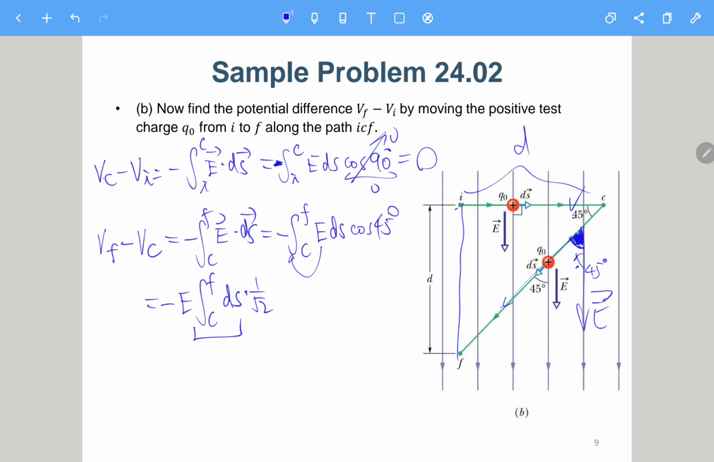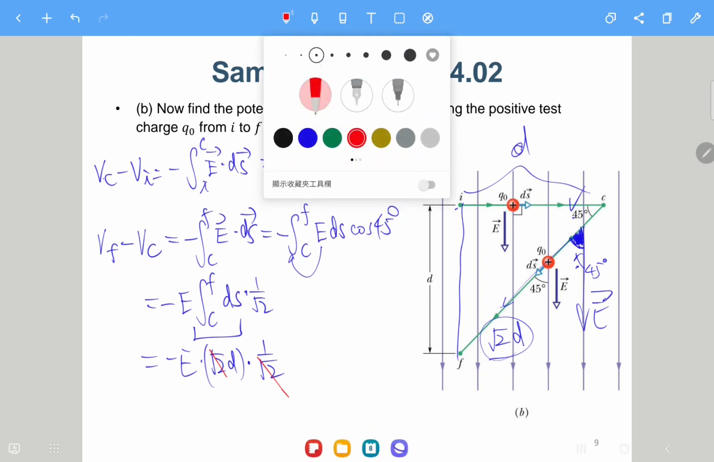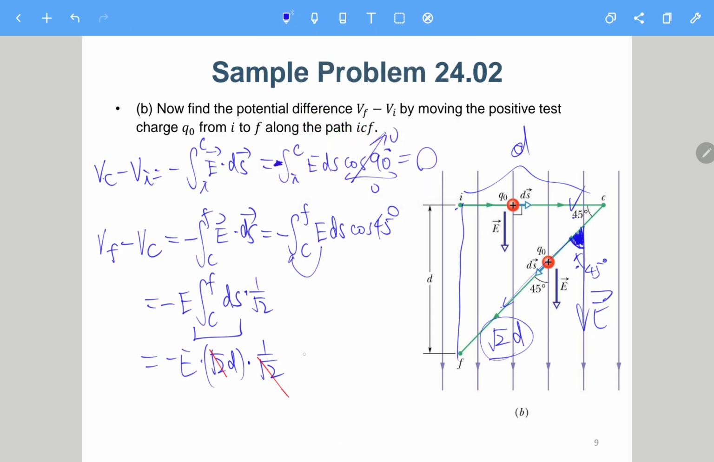This integration gives the length from C to F. This is d, this is d, so according to the Pythagorean theorem, this is square root of 2 d. So this is negative E times square root of 2 d times 1 over square root of 2. The square root of 2 and square root of 2 cancel, so finally we come up with negative E d.